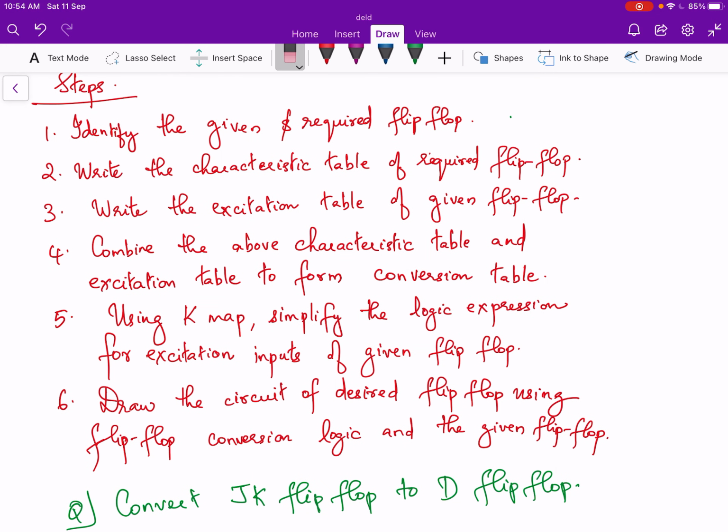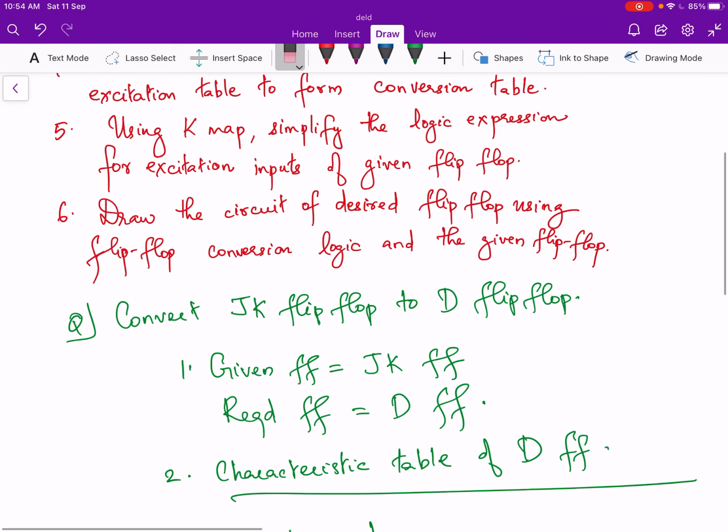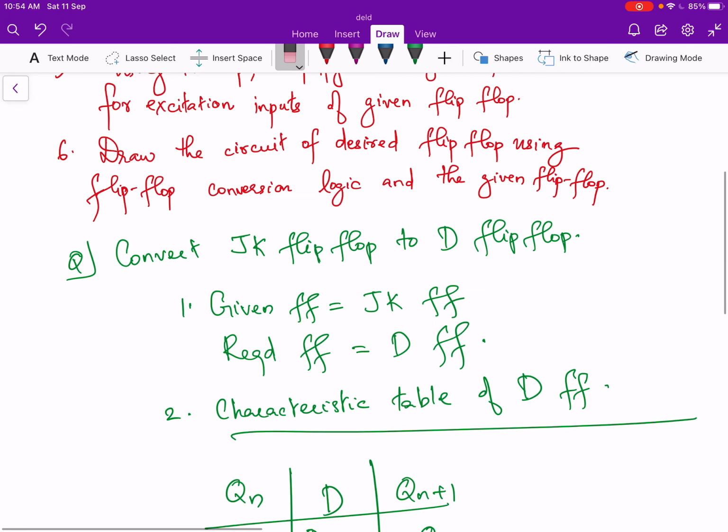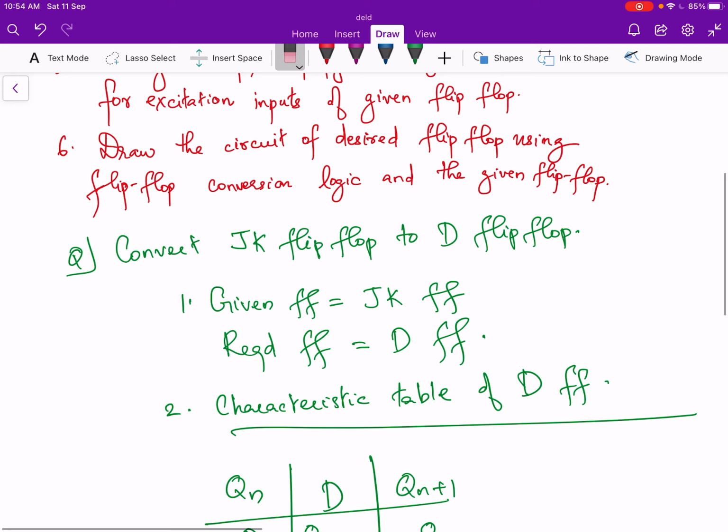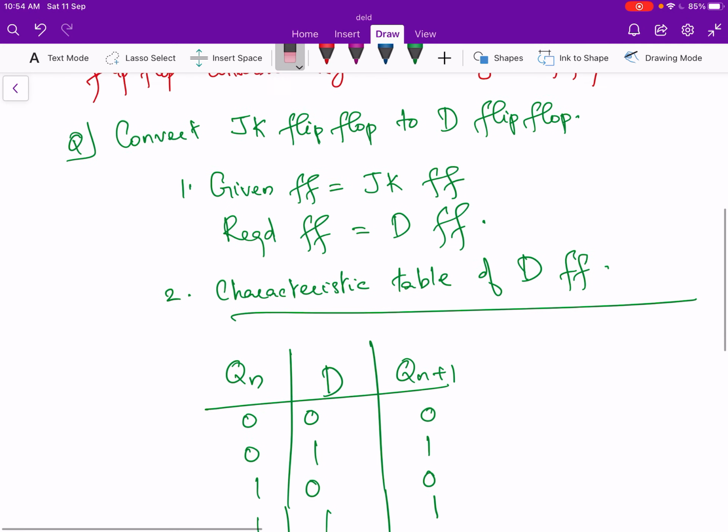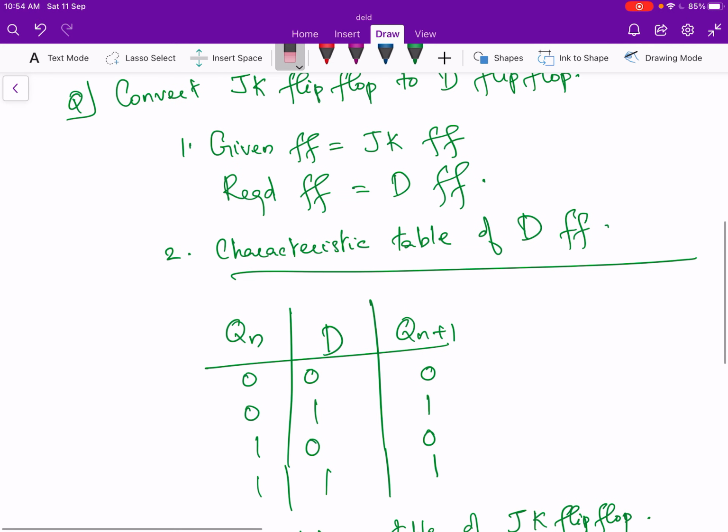So that is to write the characteristic table of the required flip-flop. So here the required flip-flop is D flip-flop, so we have to write the characteristic table of D flip-flop. The characteristic table is, we will be writing Qn plus 1, that is the next state, in terms of the present state and the input D. So we have written the characteristic table over here.